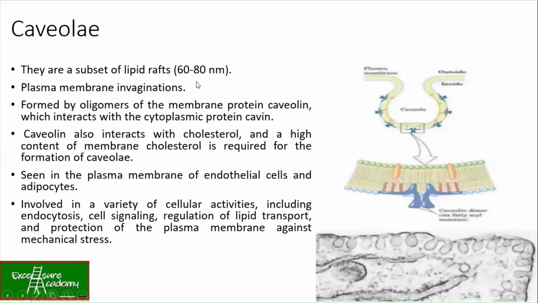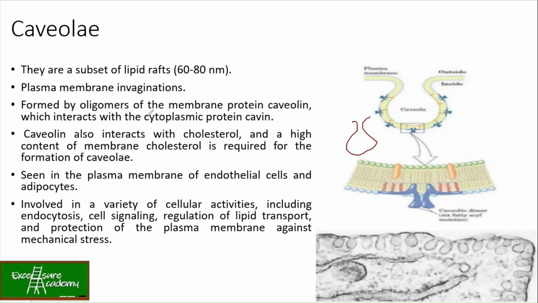Now in the case of the caveolae, they are also a subset of lipid rafts, around 60 to 80 nanometer. Now they give plasma membrane invaginations. Can you see in the figure? So these proteins come to the membrane and they invaginate. They make it like this. Okay, can you see? This is the entire plasma membrane. So many invaginations are there.